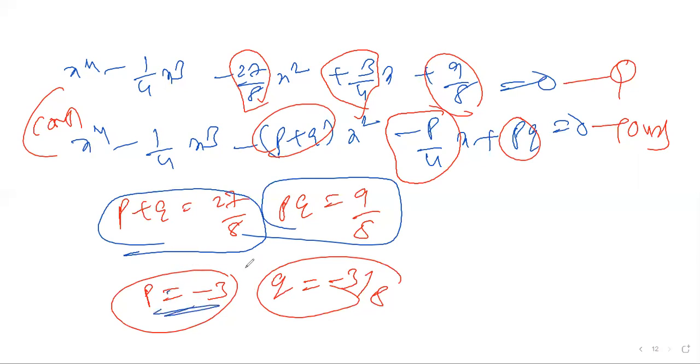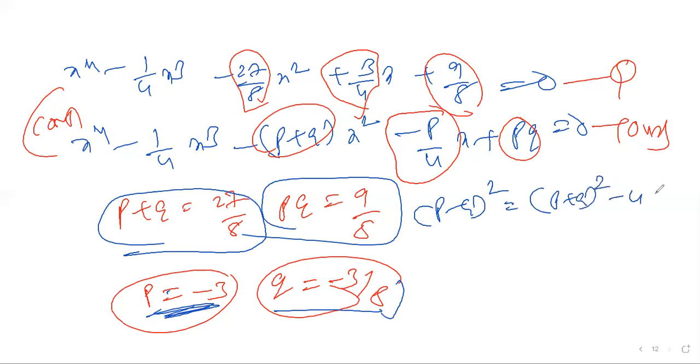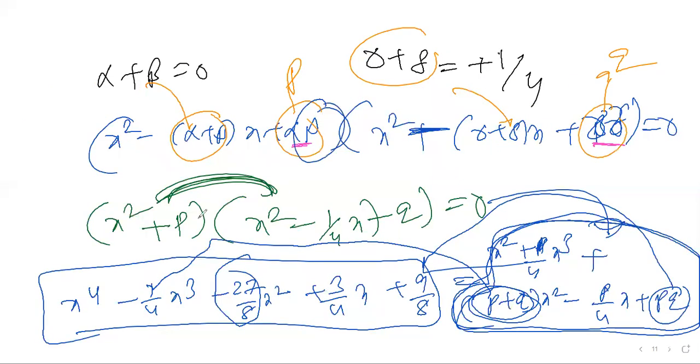Find p minus q, and you'll get the answer: p is equal to minus 3, q is equal to minus 3 by 8. I don't want to do it; you can do it out. P minus q whole square is equal to p plus q whole square minus 4pq. After you get p minus q, you solve these two and you'll get p and q. After you get p and q, what do you have to do? Substitute here. Simple.